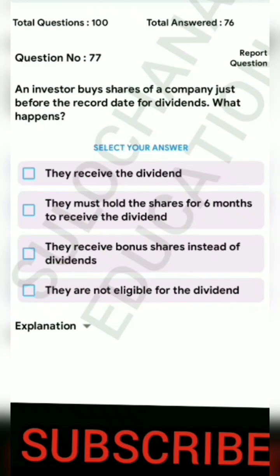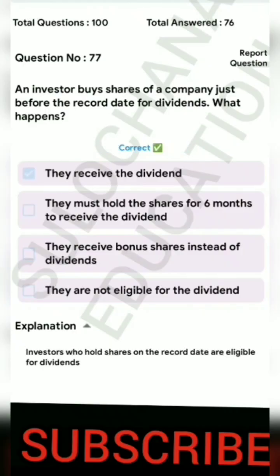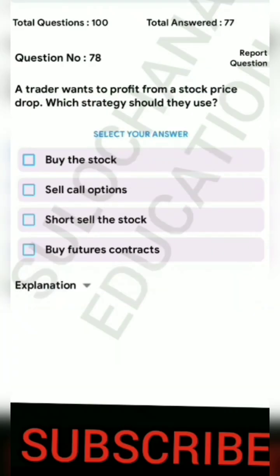An investor buys shares of a company just before the record date for dividends. What happens? Options are A, they receive the dividend. Option B, they must hold the shares for 6 months to receive the dividend. Option C, they receive bonus shares instead of dividends. Option D, they are not eligible for the dividend. Correct answer is option A, they receive the dividend.